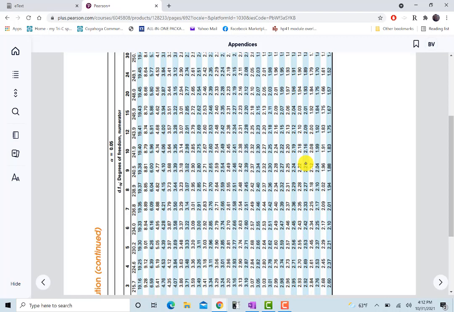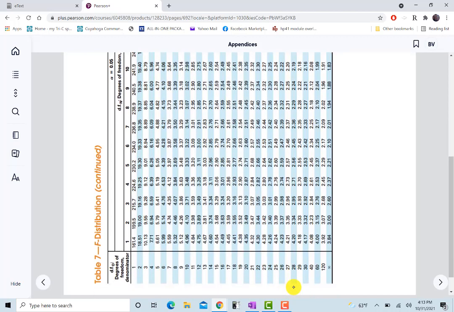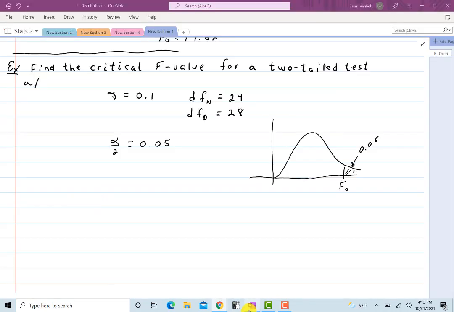Scroll down. The hardest part is to make sure that you're in the right blue area as you do it. And in fact, that is there. So we have F naught equals 1.91.